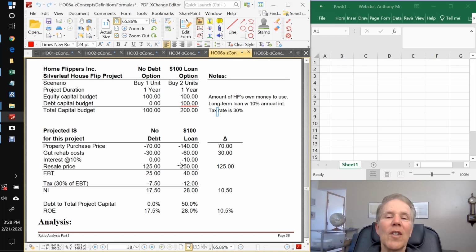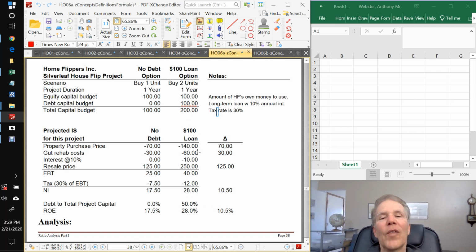If we have 2 units, we'll be able to sell each one for 125, get 250, work that through, and you see that we get much higher net income in this case, if we do 2 units, and much higher ROE. It's not twice as much, of course, because we have to pay the interest. And of course, it's way riskier to do this, right?